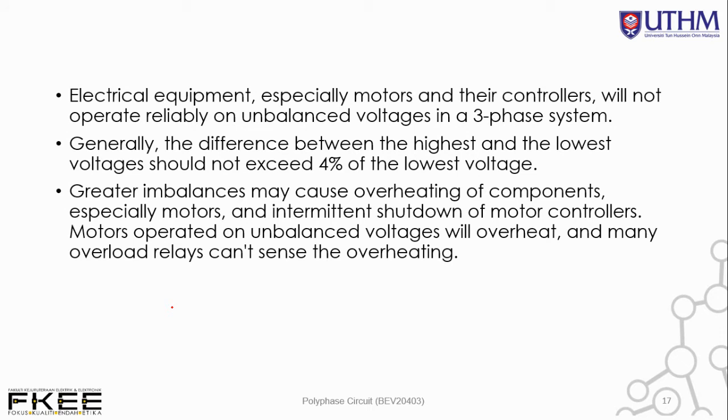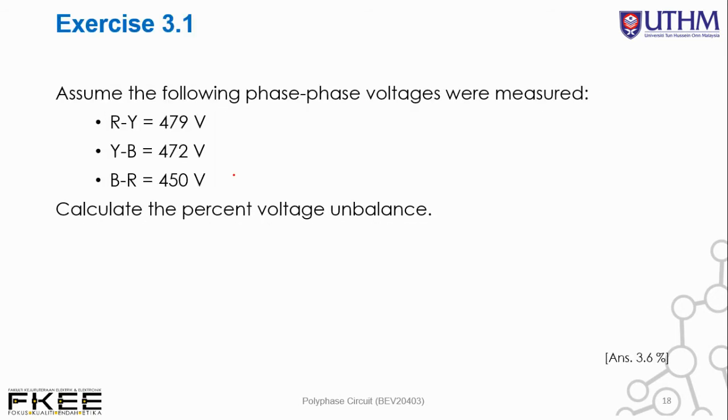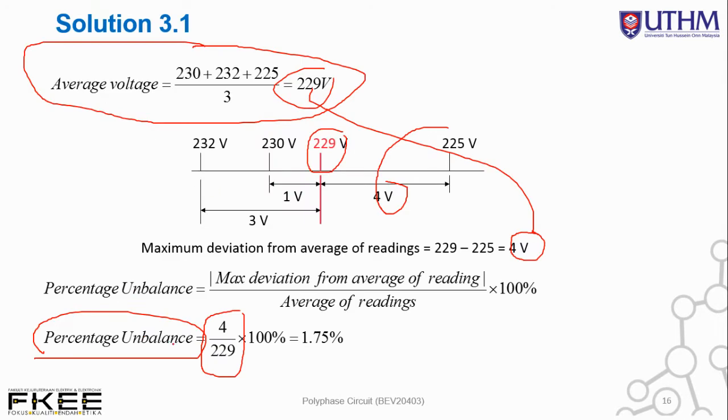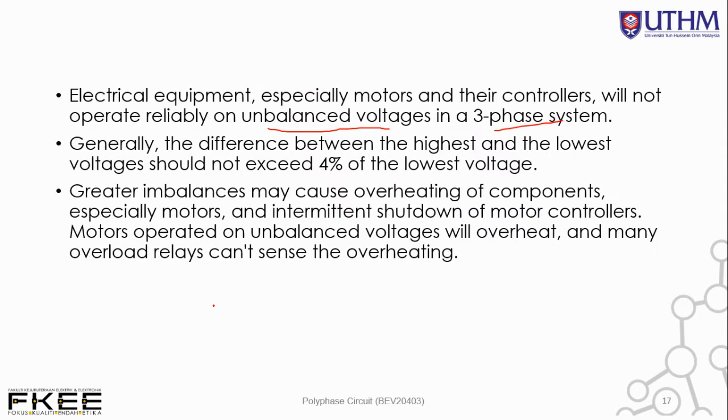So why is it so significant? Because critical equipment, especially motors and their controllers, will not operate reliably on unbalanced voltage in a 3-phase system, of course. This is why this percentage is significant, because generally the difference between the highest and the lowest voltage should not exceed 4% of the lowest voltage. So this is the tolerance. It must not exceed 5% of the lowest voltage.